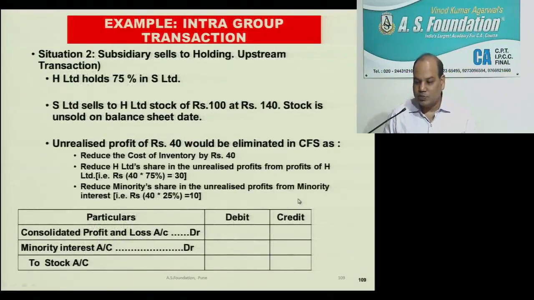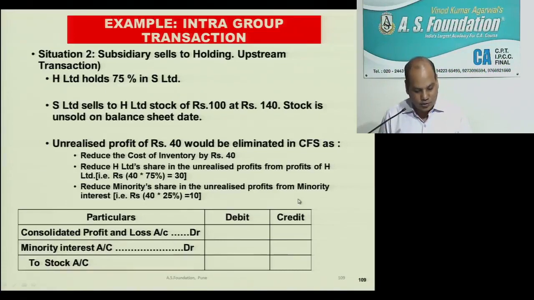Upstream. Subsidiary company sells to holding company. Holding company holds 75% share, which means minority holds 25% share. S Limited sells to H Limited stock of rupees 100 at rupees 140. So stock is unsold on the balance sheet date. Now what is the total unrealized profit on the stock? 40.